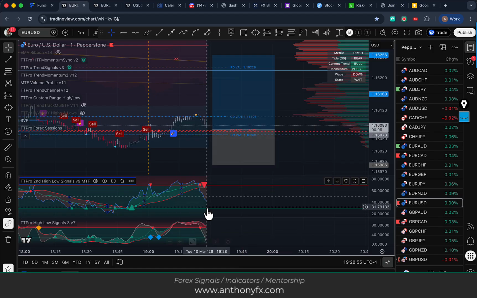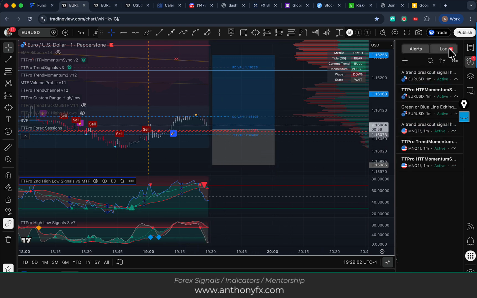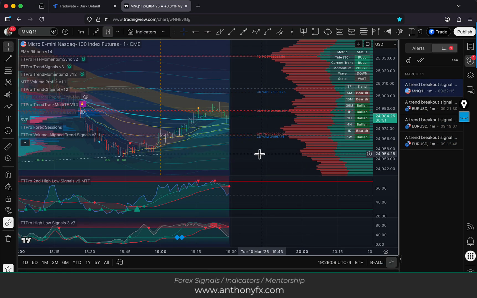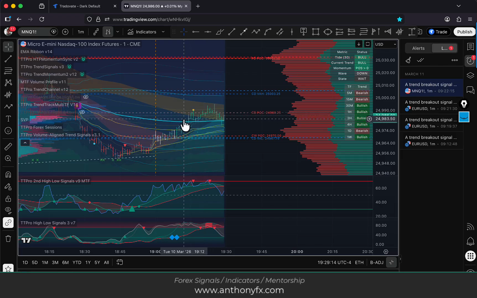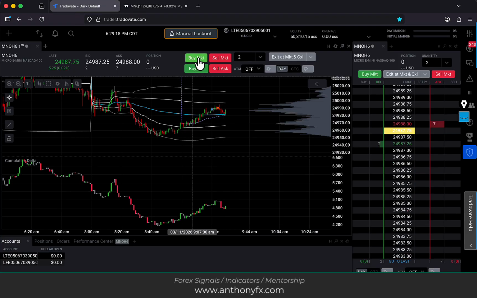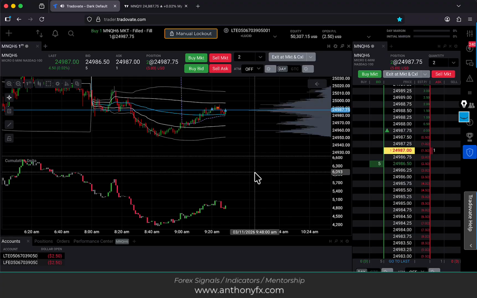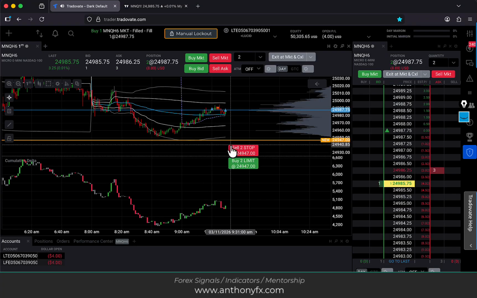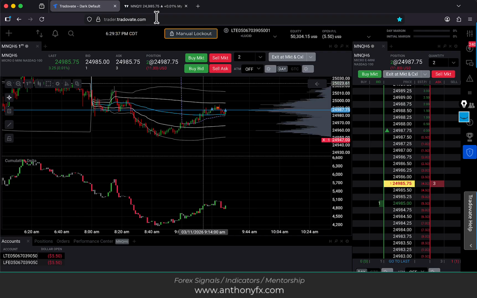Okay, so we need the next alert on the euro dollar. MNQ, what have we got? I like this long. Now, I don't mind this pull back into VWAP. Let's just have a look at the delta. What's it doing? I'm going to buy market. Okay, pull back into VWAP here. Stop loss under. Sell stop. See how we go with that.